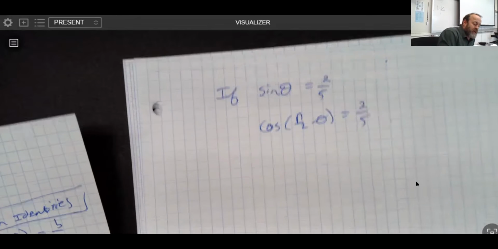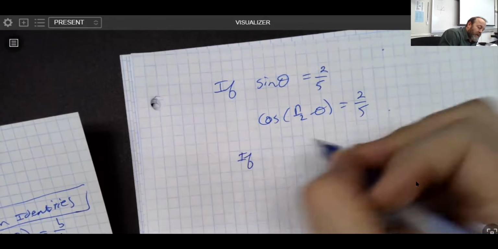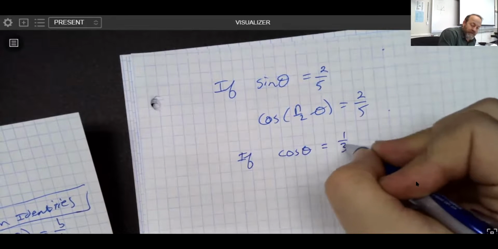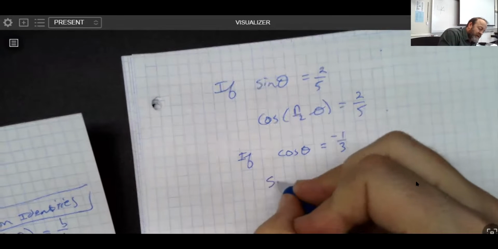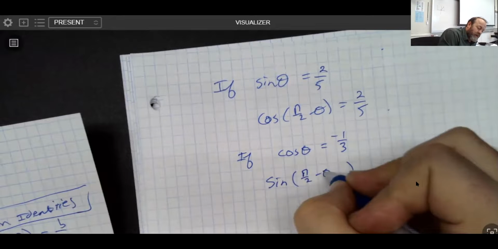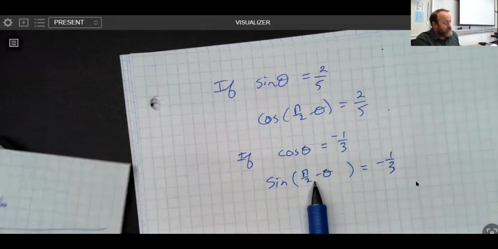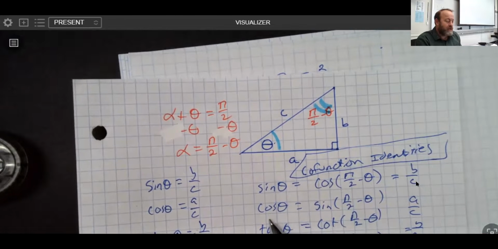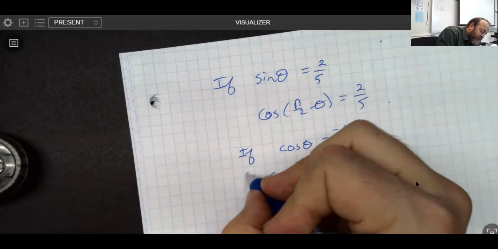We might actually change that up a little bit, and we might say something like, if the cosine of theta is 1/3, let's make it negative 1/3. Then what is the sine of pi over 2 minus theta? Well, this would be the easy question because the sine of pi over 2 minus theta is the cosine of theta. We could have done that. But I'm going to make this a little bit harder.